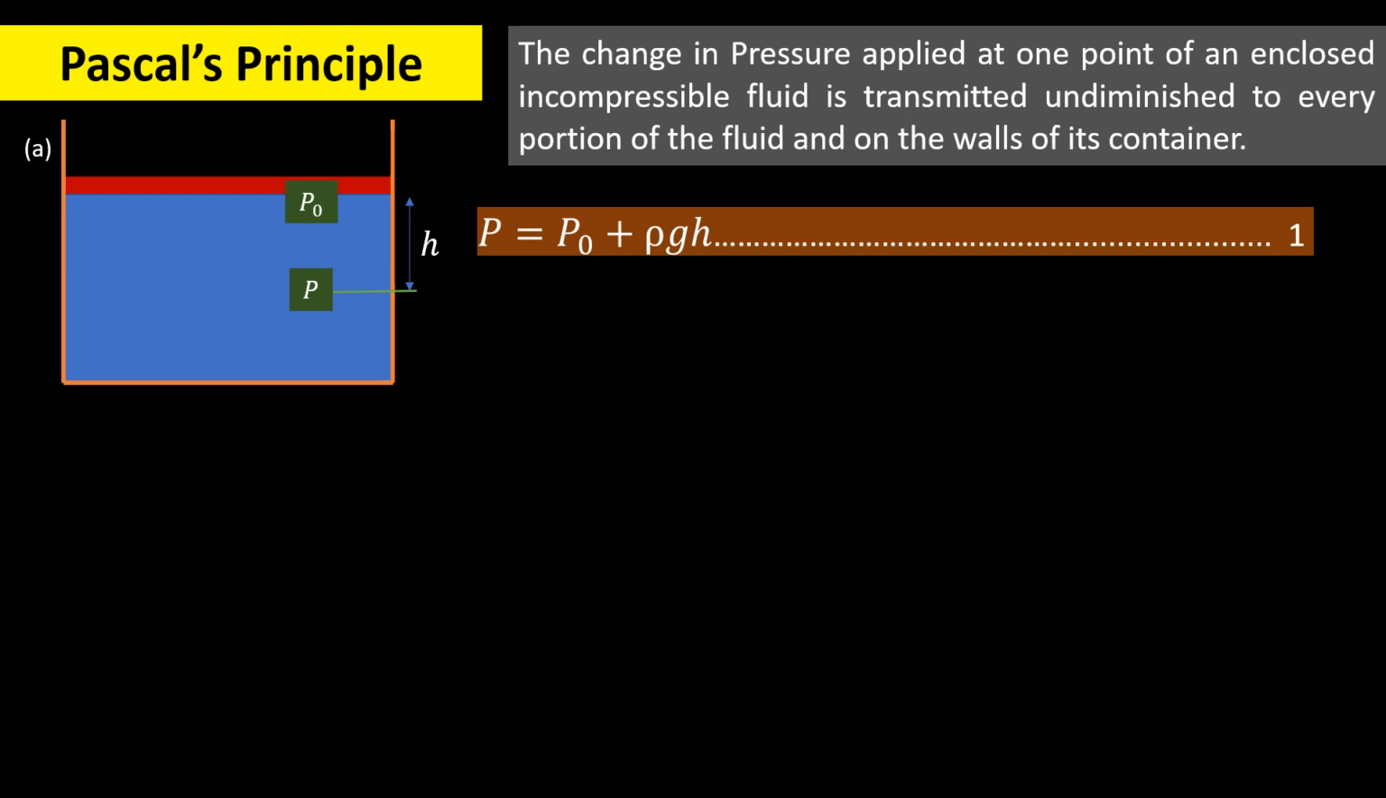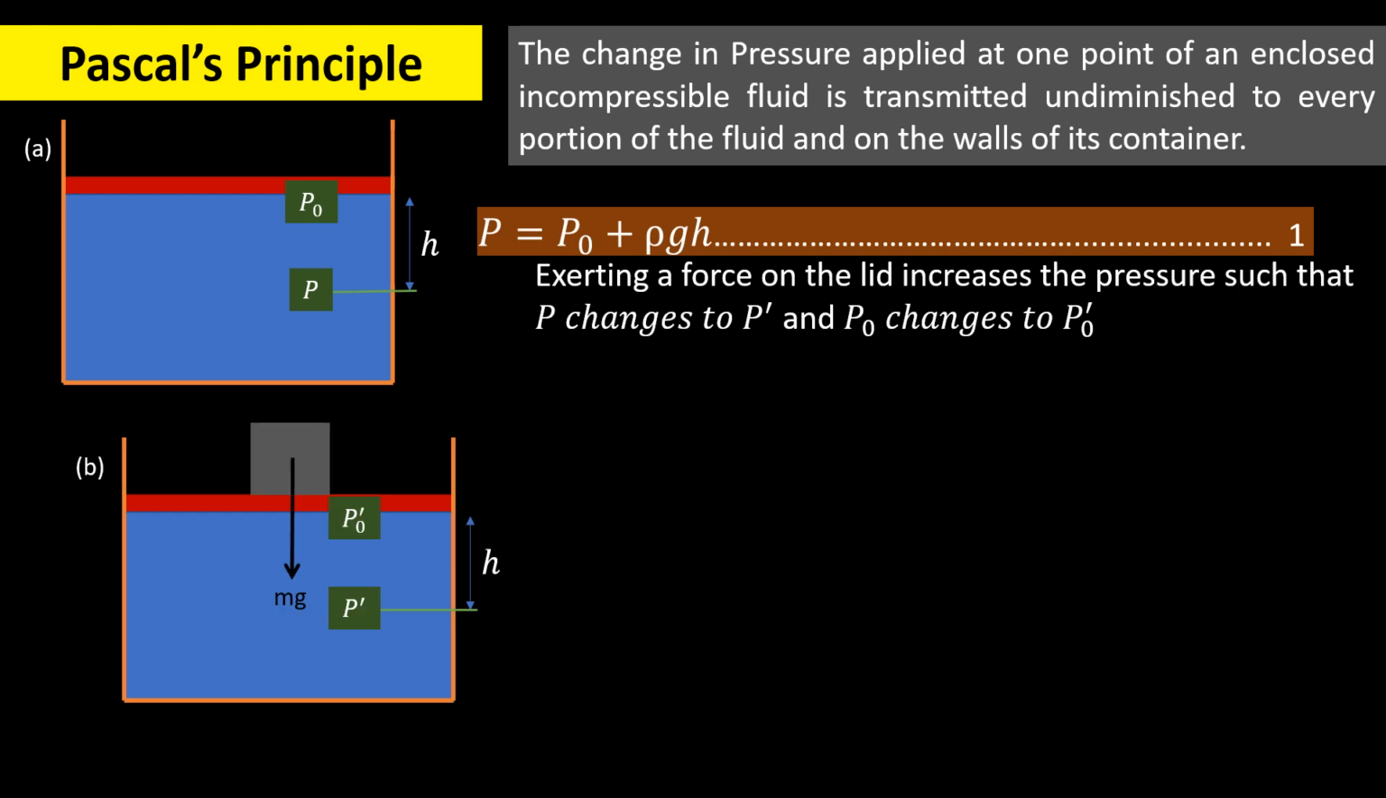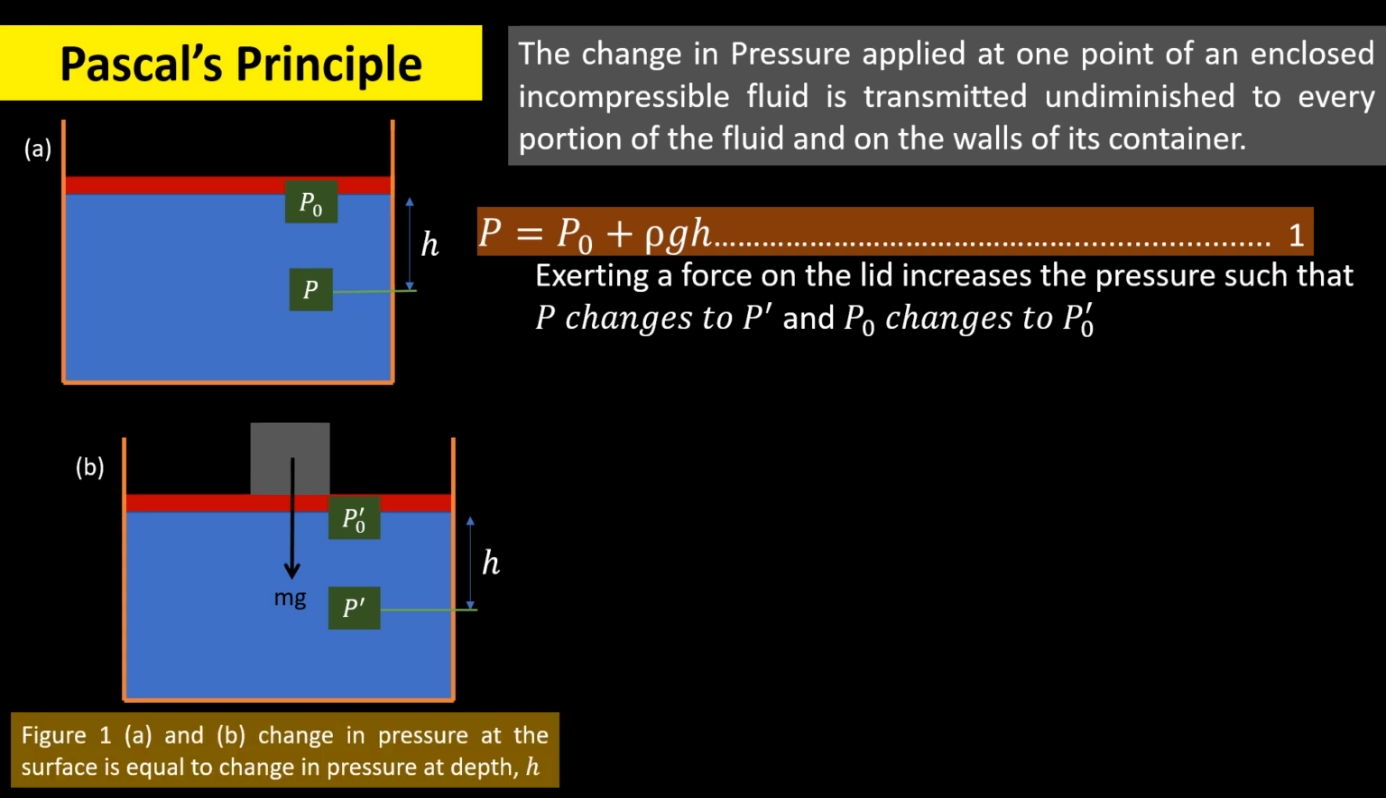plus the liquid pressure. So P naught may be atmospheric pressure or the pressure exerted by the lid or the seal, something like that. But if we exert another force on the lid that increases the pressure of the liquid such that pressure at point P changes to P prime and P naught changes to P naught prime, then the expressions of pressure at point P and P naught will change as follows.